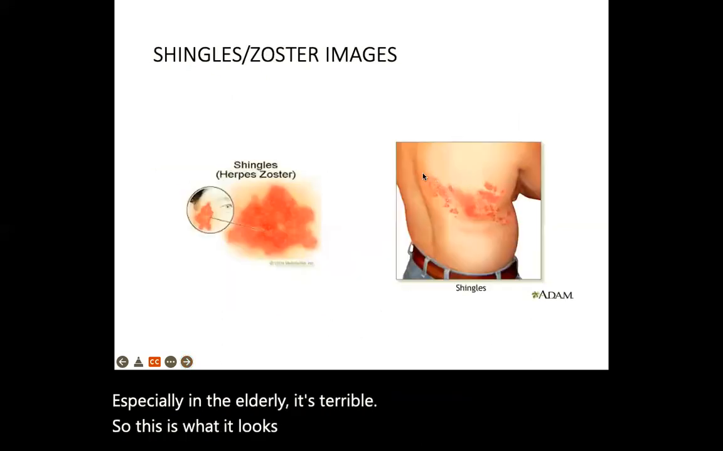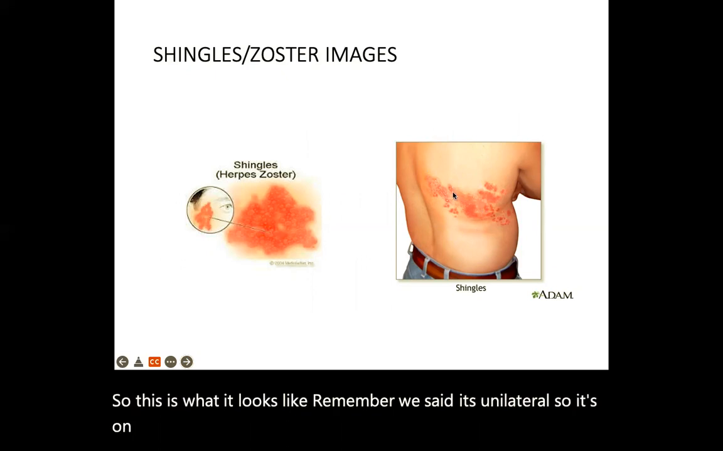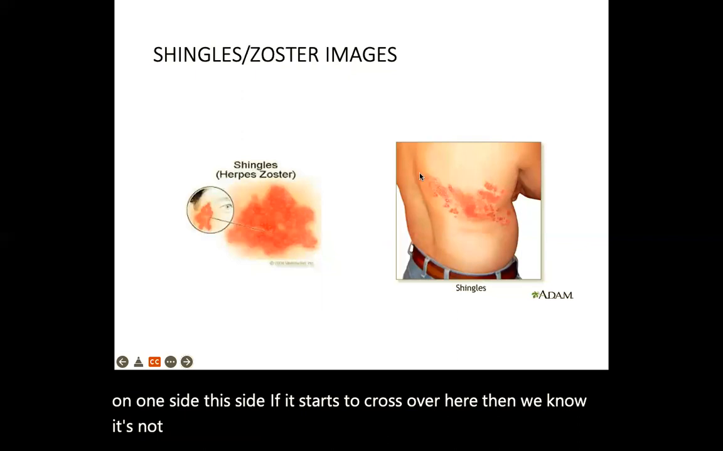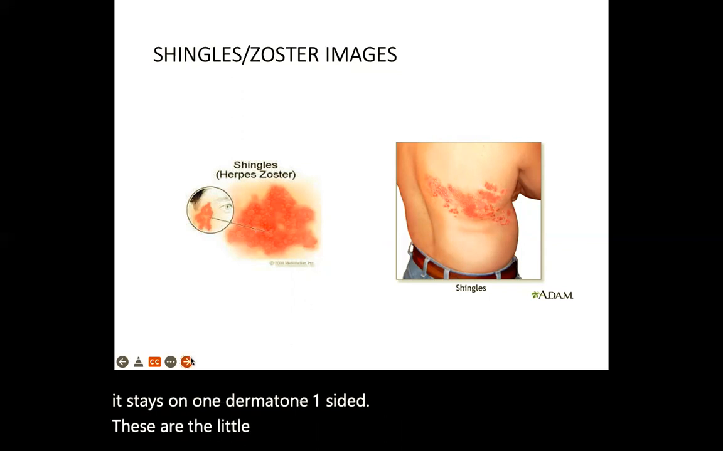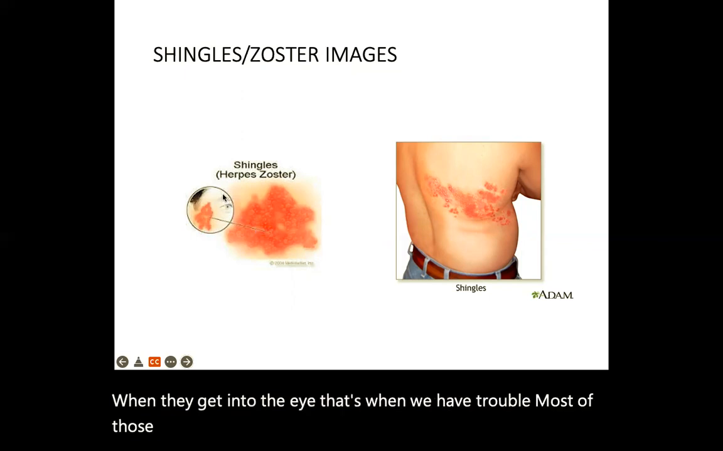So this is what it looks like. Remember, we said it's unilateral, so it's on one side, this side. If it starts to cross over here, then we know it's not shingles, it's probably something else, because it stays on one dermatome, one-sided. These are the little blisters. When they get into the eye, that's when we have trouble. Most of those patients are followed closely because it can be very painful as well as cause blindness.